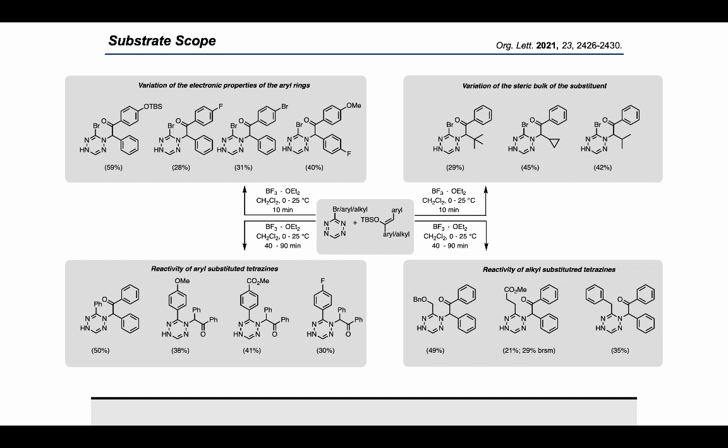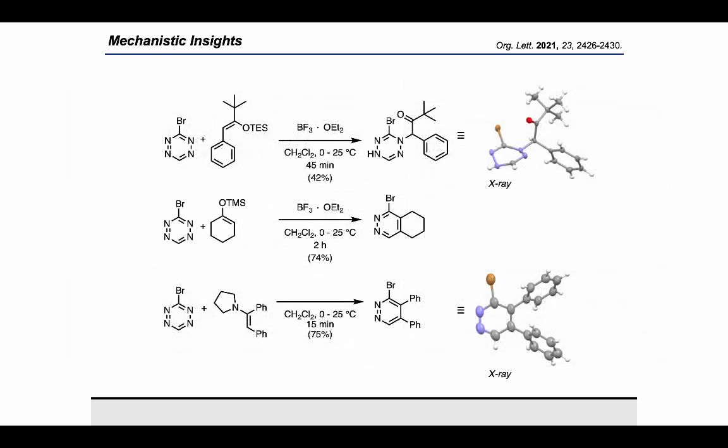We were then wondering if this reactivity is an intrinsic property of 3-bromotetrazine, and synthesized several aryl and alkyl substituted tetrazines, and all of these compounds also underwent azaphilic addition. However, in these cases, reactivity was much slower due to the higher electron richness of the tetrazine core. We next set out to gain some mechanistic insights into this unexpected reactivity.